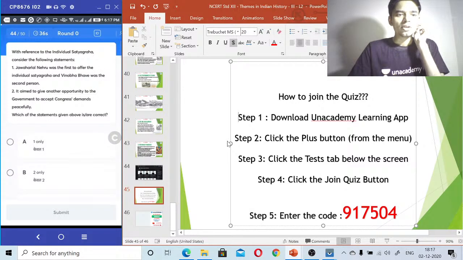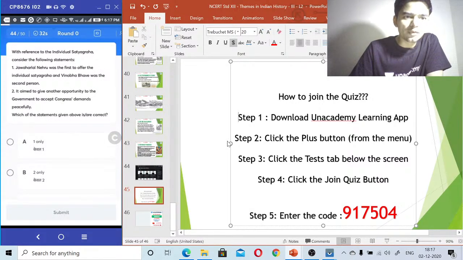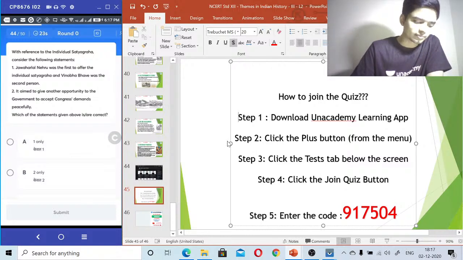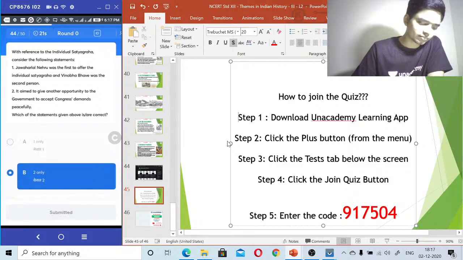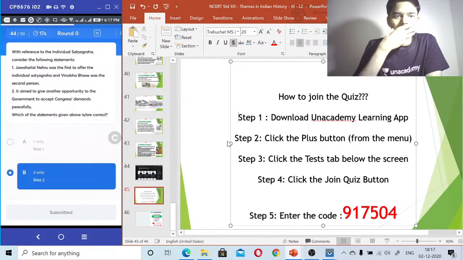Question number 44. With reference to individual satyagraha, consider the following statements. Jawaharlal Nehru was the first to offer the individual satyagraha and Vinoba Bhave was the second person. It aimed to give another opportunity to the government to accept Congress demands peacefully. Select the correct answer. Individual satyagraha. Choose the correct answer.